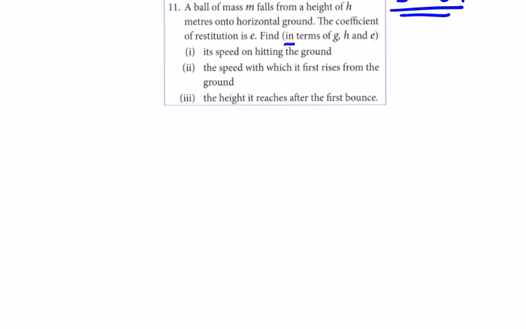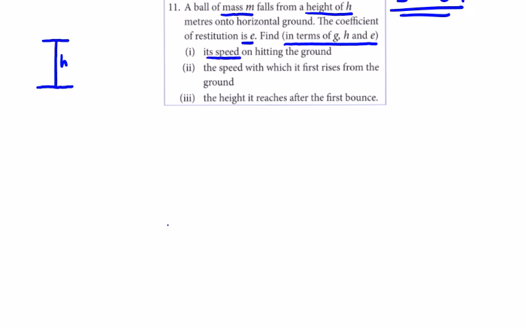In this question, everything is in terms of g, h, and e. So just do it exactly the same way. Don't let "in terms of" make it any more difficult. So a ball, I was going to say a man, of mass m falls from a height h, but it's actually a ball. Mass m, height h, onto horizontal ground. So here's my height h, falling from this point onto the ground. And we have mass m, the coefficient of restitution is e.